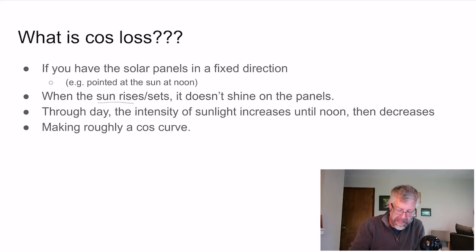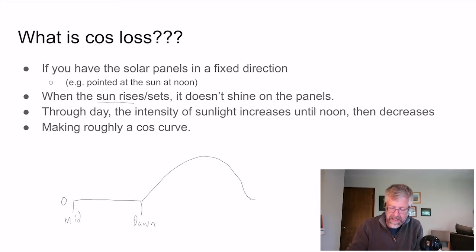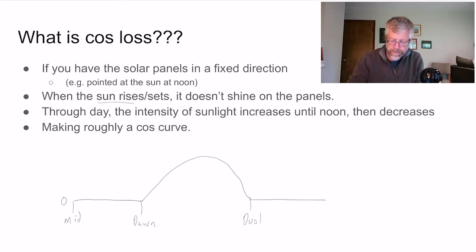And so you can make what's called a cosine curve. If midnight is here and this is dawn, you get no energy throughout that time, and then the energy goes up throughout the day, and then it comes down. And then at dusk, you have no energy again. Dusk. And this is midnight again.